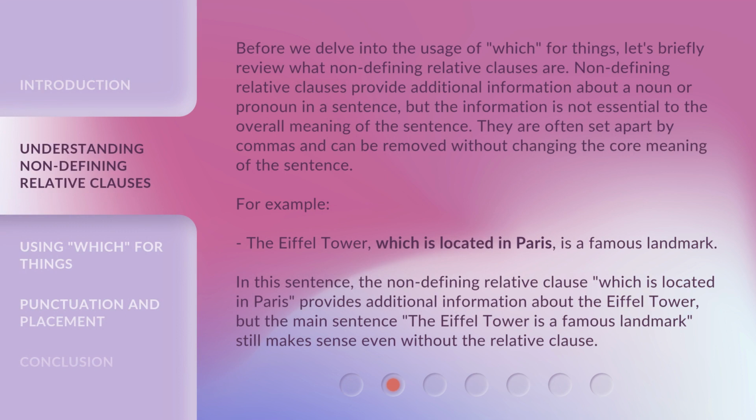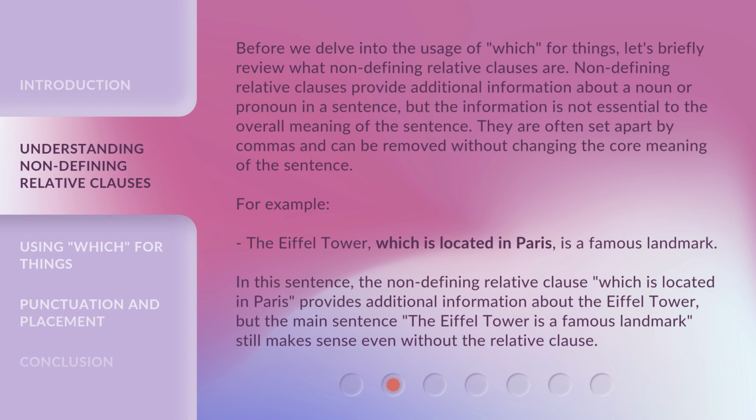Before we delve into the usage of which for things, let's briefly review what non-defining relative clauses are. Non-defining relative clauses provide additional information about a noun or pronoun in a sentence, but the information is not essential to the overall meaning of the sentence. They are often set apart by commas and can be removed without changing the core meaning of the sentence.